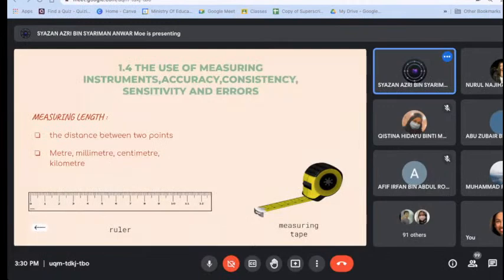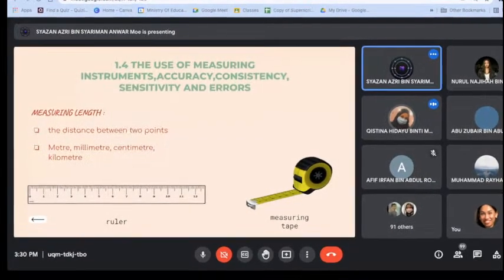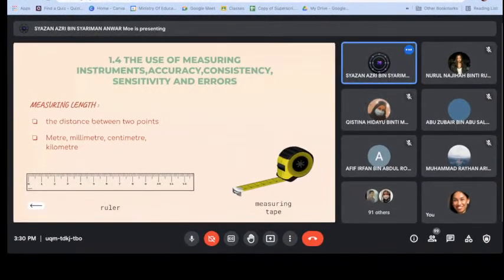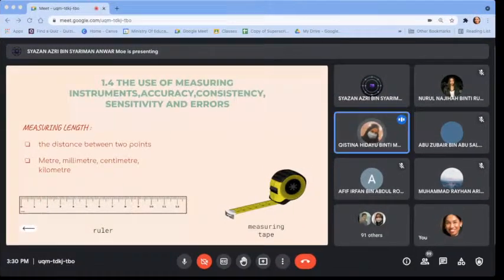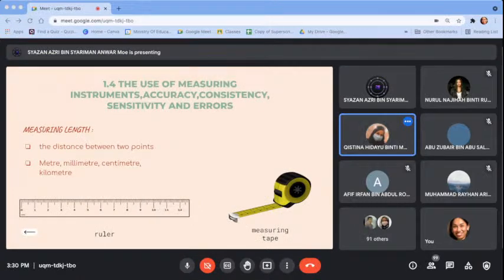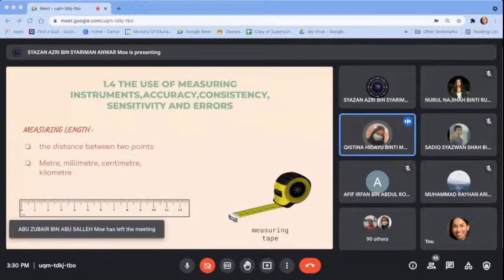Next is subtopic 1.4, the use of measuring instruments, accuracy, consistency, sensitivity, and errors. First is measuring length. Length is the distance between 2 points. The units that are used to measure length are meter, millimeter, centimeter, and kilometer. We can use a ruler and measuring tape as measuring instruments to measure length.